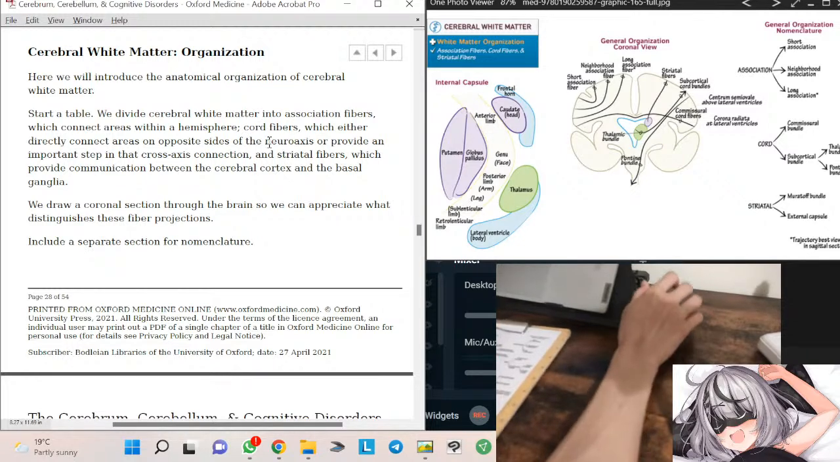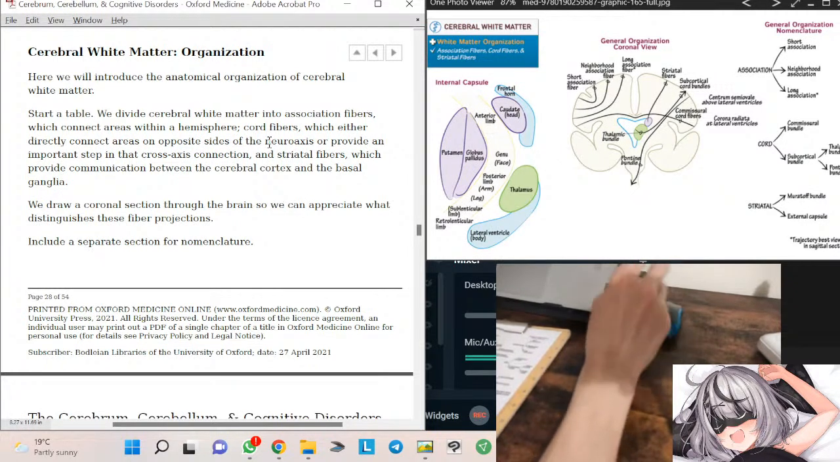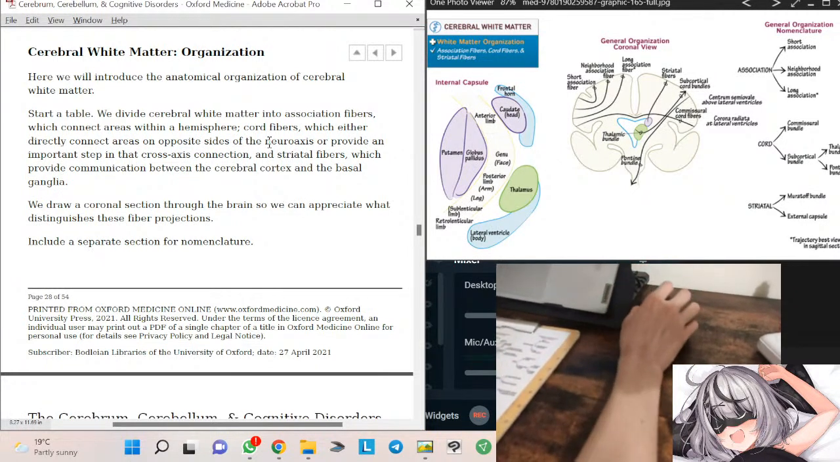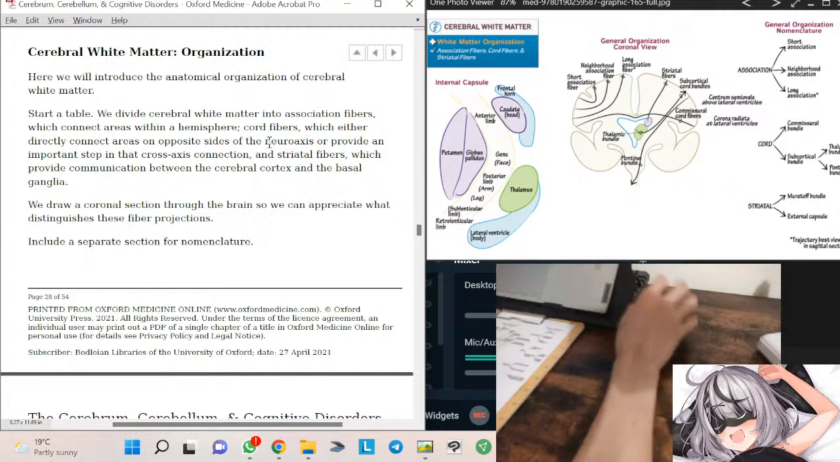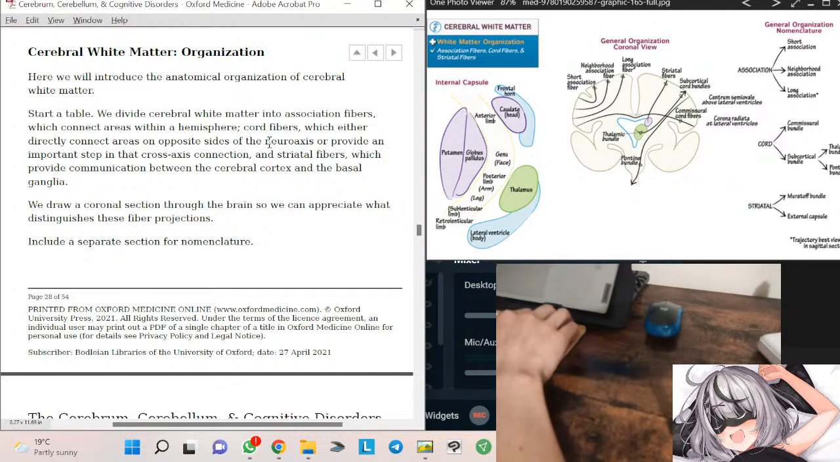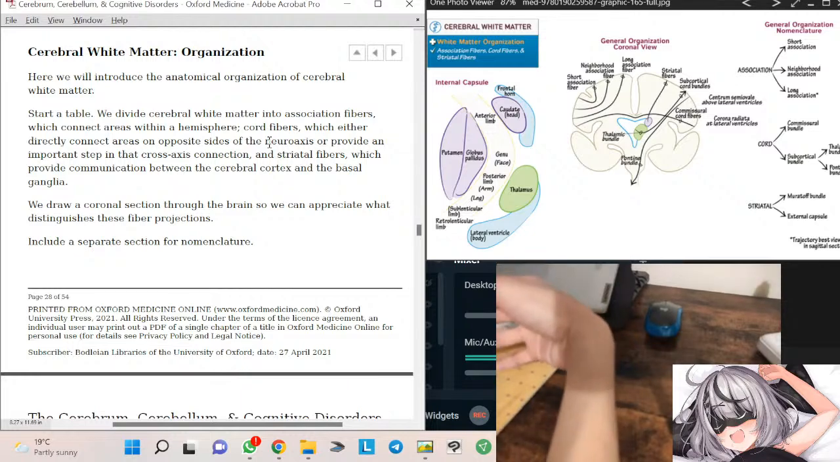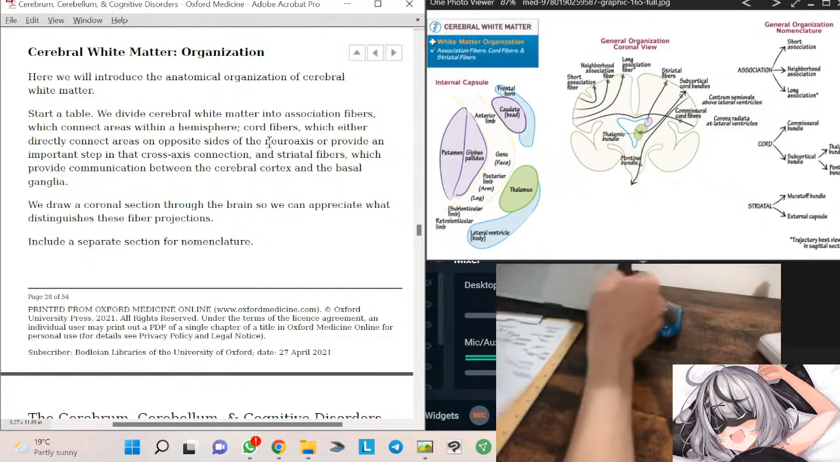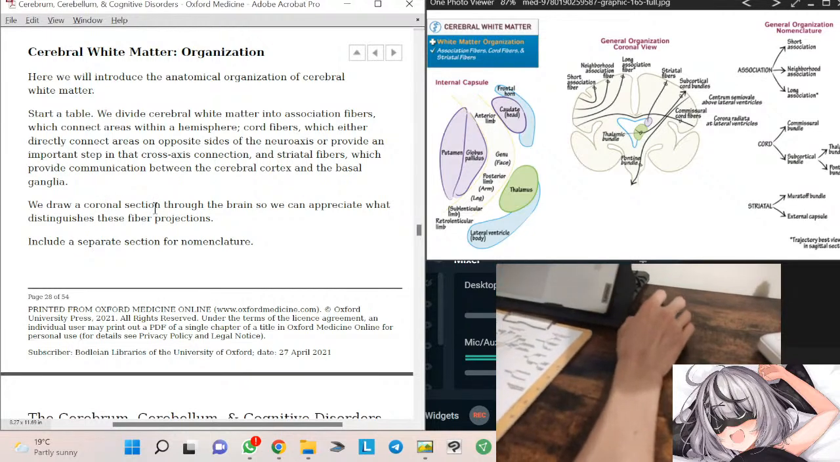Association fibers within hemisphere. Cord fibers. So there are three types: association fibers, cord fibers, striatal fibers. We draw a coronal section through the brain. Factors appreciate and what distinguishes these fibers: projections. Include a separate section for nomenclature.